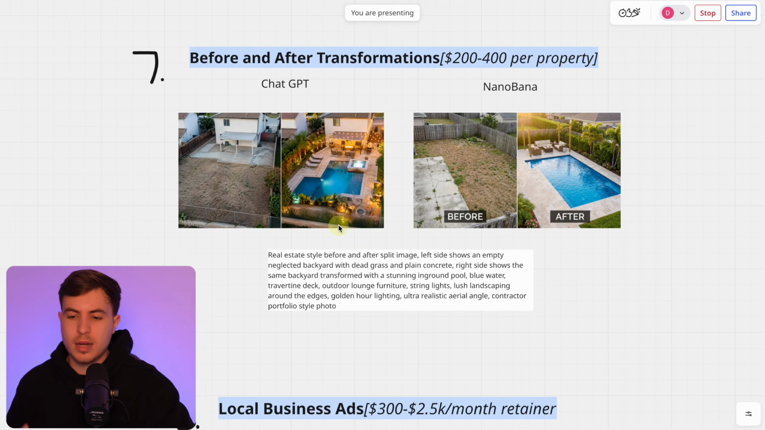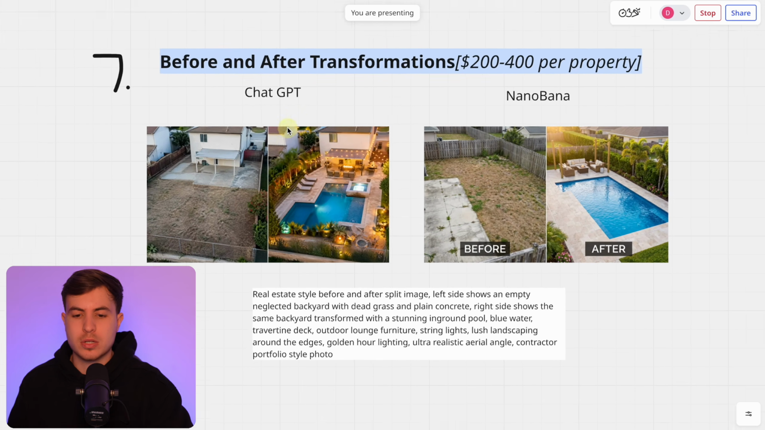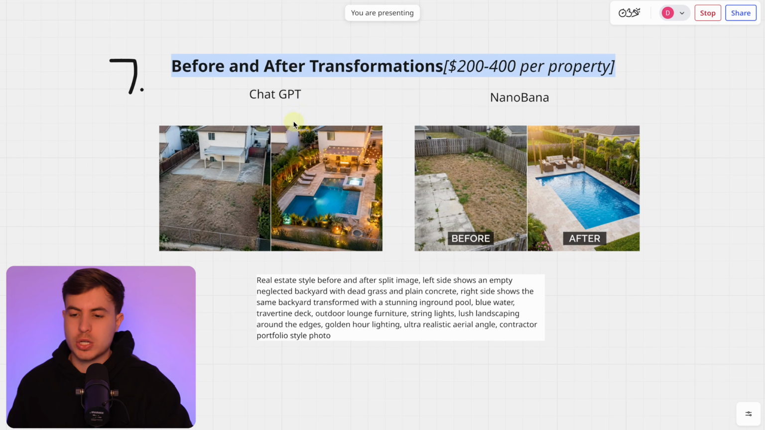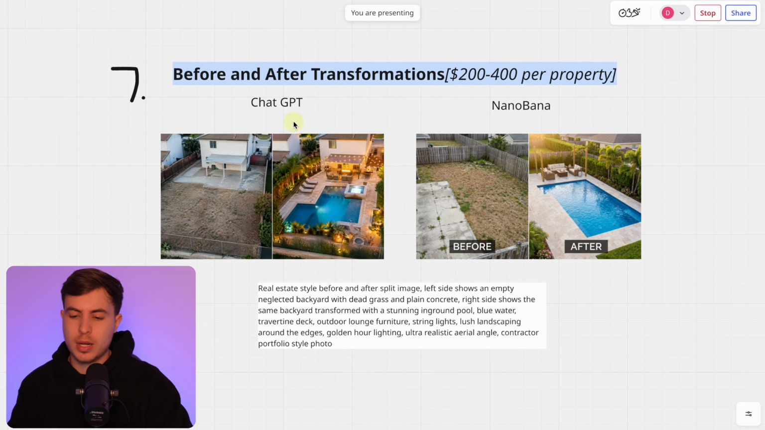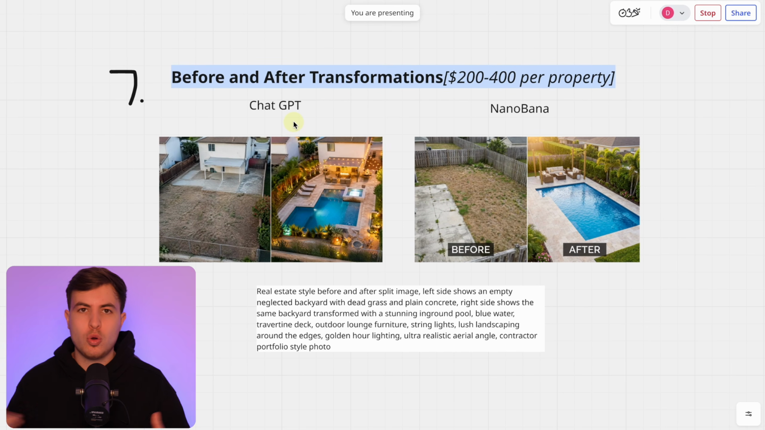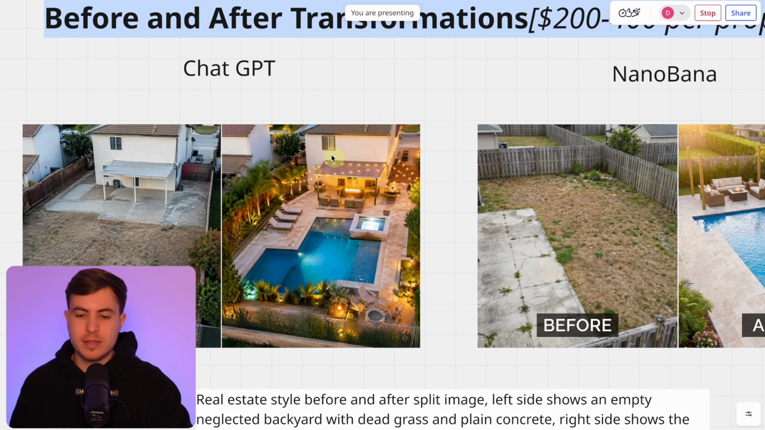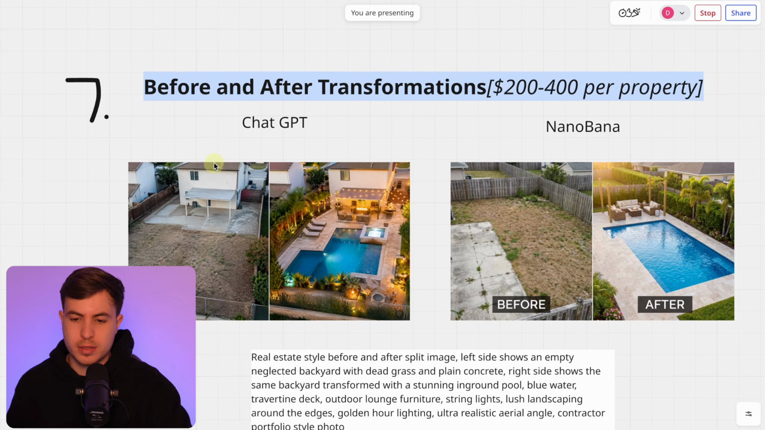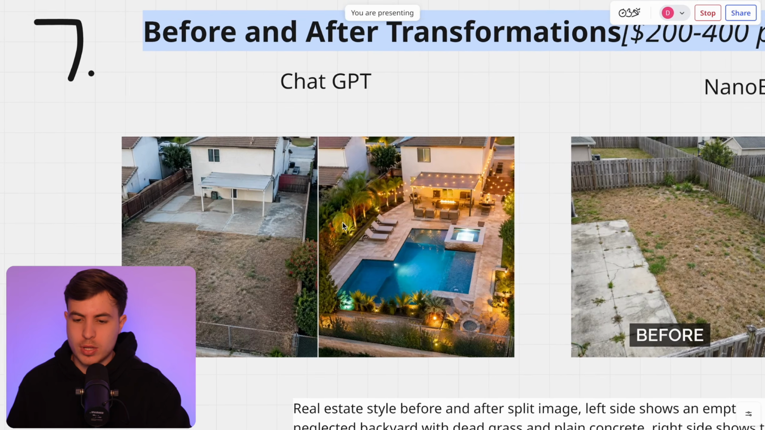Well, this is kind of along the lines of something that we might look into, right? Before and after transformations. $200 to $400 per property. More likely, you know, who really knows, because you could be running ads for this company using these before and after images. You can be doing website images. It's really up to you. However, massively valuable because you really think the local business owner actually knows how to do this. Of course not. But look at the difference.